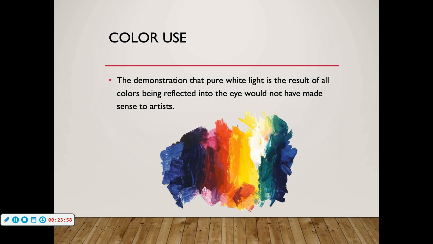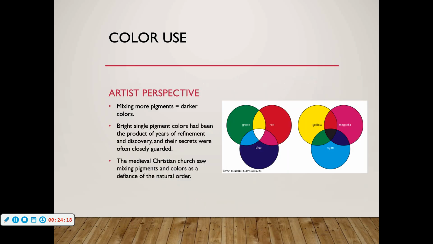So the demonstration that pure white light is the result of all colors being reflected into the eye would not have made sense to artists at the time. They were like, yo, we get our colors from the ground and like minerals, and also alchemists. They're making a lot of our colors. We'll talk about alchemy and how it features into color theory. So the artist's perspective was mixing more pigments, more things that are different colors, equals a darker color. It doesn't equal white.